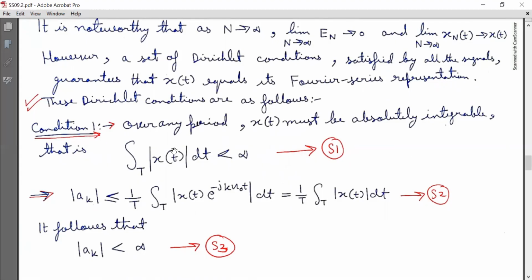Condition 1. Over any period, x(t) must be absolutely integrable. That is, the integration over a period of capital T of the magnitude of x(t) dt must be less than infinity. Mark it as equation S1.